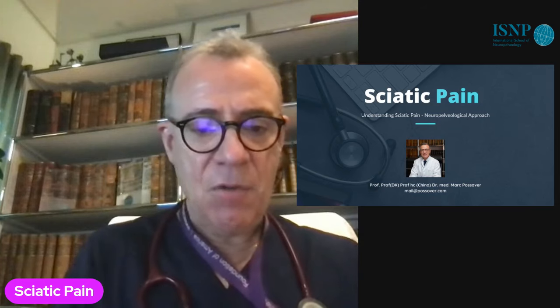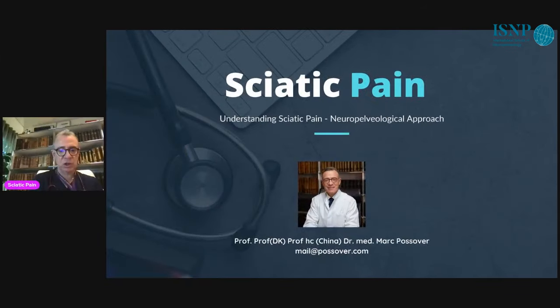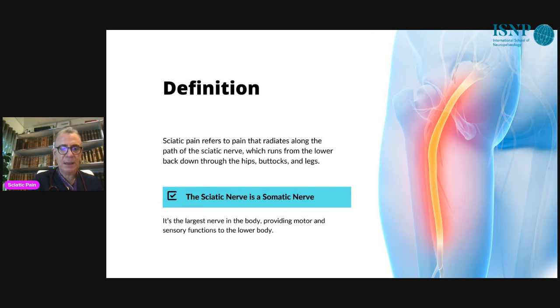Sciatic pain, a very, very common pathology in the general population. And once again, if we want to understand what sciatic pain is, we always have to come back to anatomy. First, from the anatomical point of view, the sciatic nerve is the largest nerve in the whole body. It starts from the lower back and goes down to the foot. And this nerve is a somatic nerve with both functions: to bring information to the brain and to get information from the brain. So this nerve controls red muscle, that means voluntary motor function.